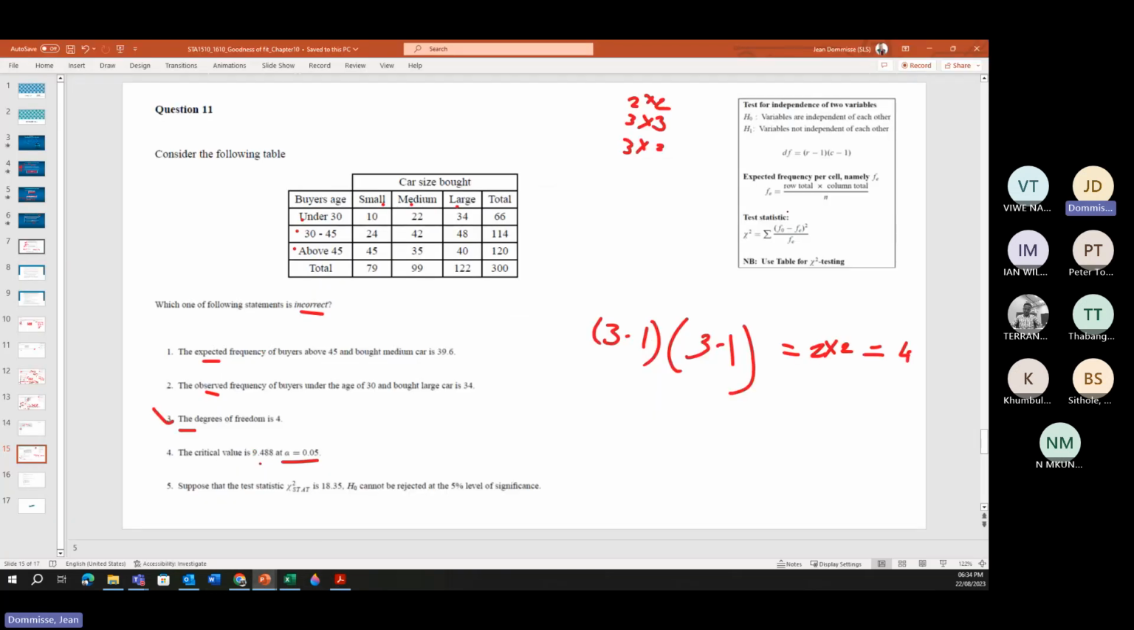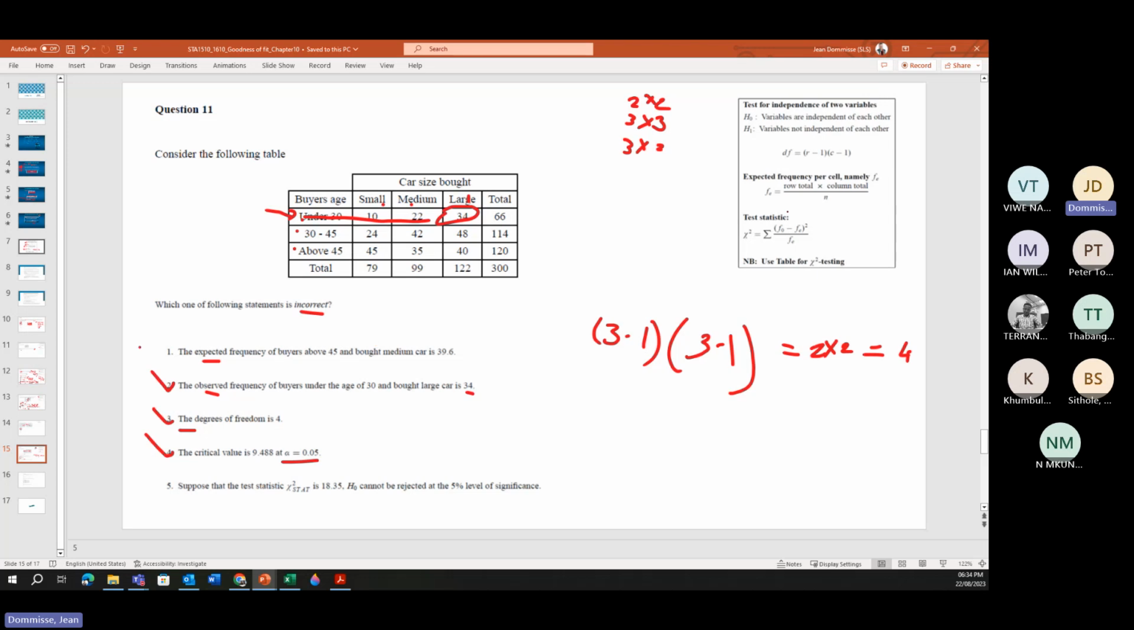Critical value 9.488. So that is also correct. Okay, so let's then look at observed frequency. Observed, I don't need to work out anything. I just look at the table, the frequency of buyers under the age of 30 who bought a large car. So 30, large, 34. 34 is correct.